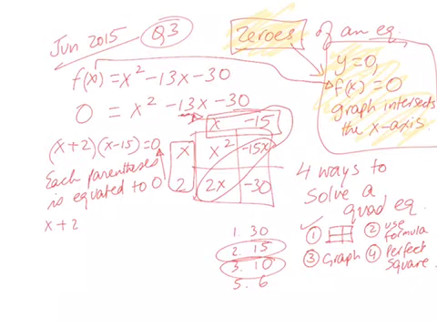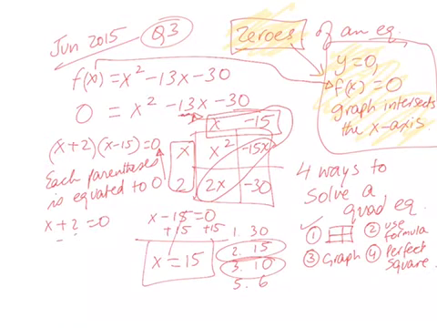So x plus 2 is equal to 0 and x minus 15 is equal to 0. So I'll add 15, add 15. This cancels, I get x is 15. That's one solution. And subtract 2, this cancels, x is negative 2. This is our other solution. So select the choice which.